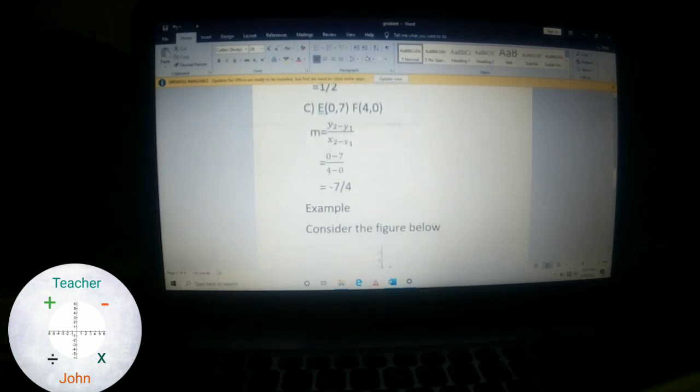On the third one, we are given E as 0, 7 and F as 4, 0, which means that m will be y2 minus y1 divided by x2 minus x1. y2 is 0 and y1 is 7, x2 is 4, x1 is 0. And 0 minus 7, you get negative 7, and 4 minus 0, you get 4. That is the simple calculation you can use to obtain the gradient of any two given points.